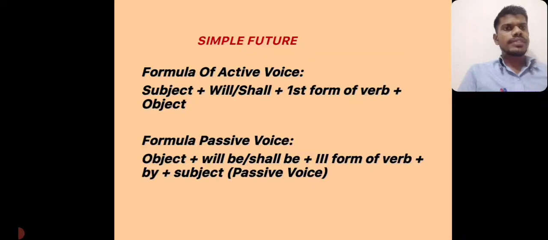Now we are going to see simple future and its examples. What will be the structure or formula of active voice for simple future? First we have to use subject plus will or shall plus first form of verb, that is V1, then the object. This is the structure for active voice. Then what will be the structure for passive voice? Object, then will be or shall be plus third form of verb, that is V3, past participle, followed by the preposition by, then the subject. It is the structure for passive voice simple future.